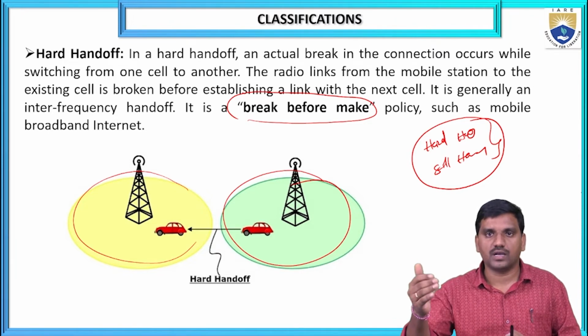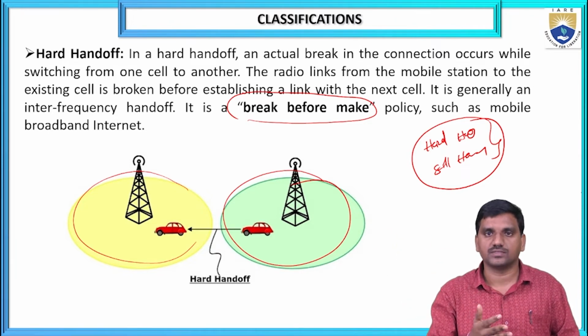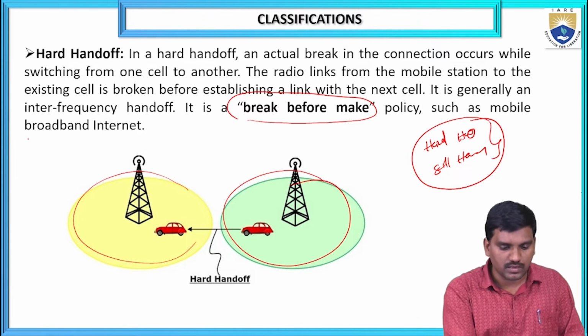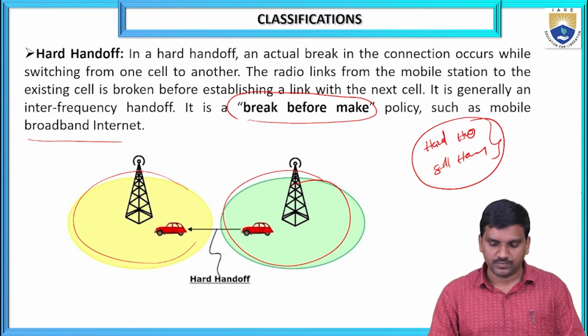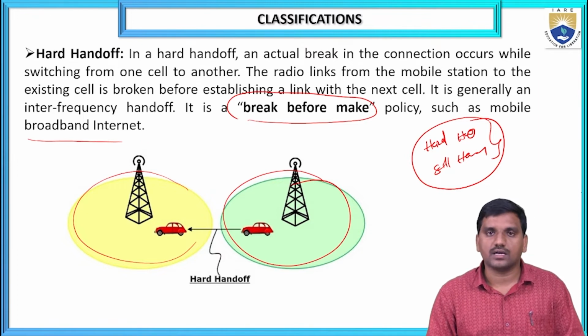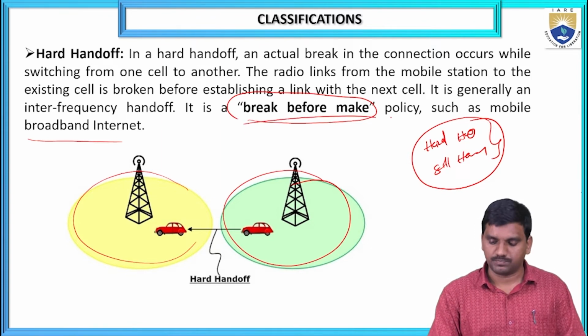So before make, the signal will be lost, and from that we may lose some information. So this is not suitable for applications such as mobile broadband. The example is mobile broadband net. So it is the hard handoff. You need to remember the principle: break before make policy.